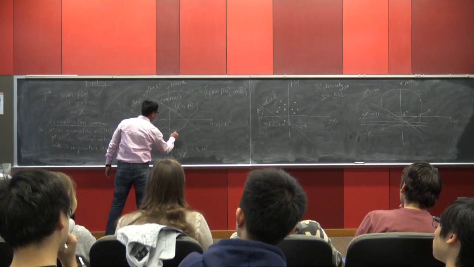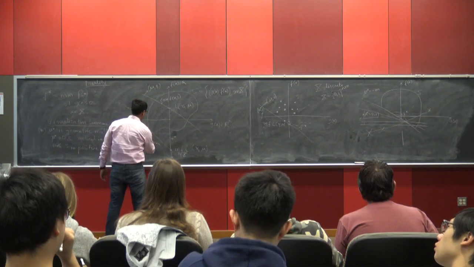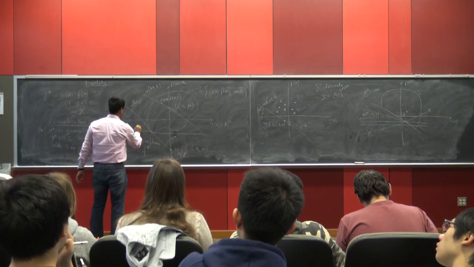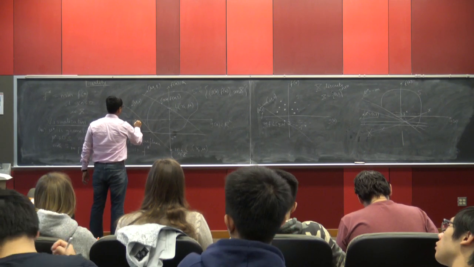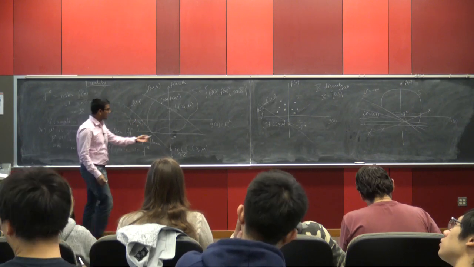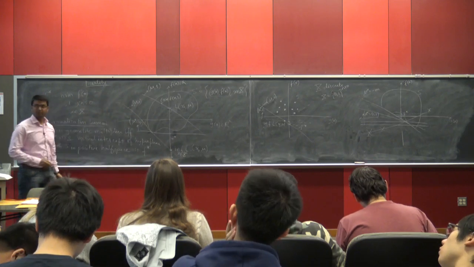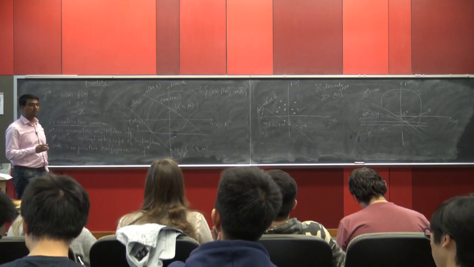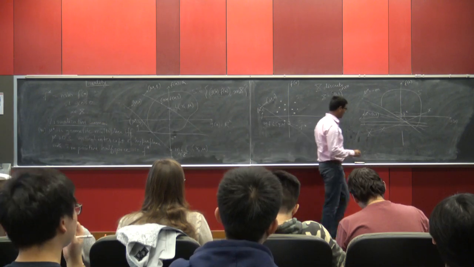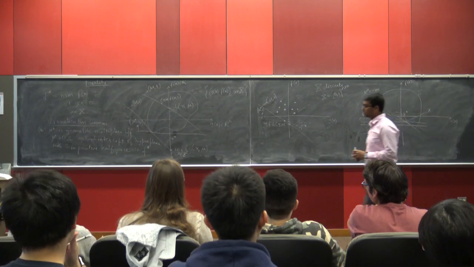This is my F star, and my hyperplane is going to look like this, with mu star equal to 0, and that's going to intercept the y-axis at F star. So that's the geometric picture you have to keep in mind.